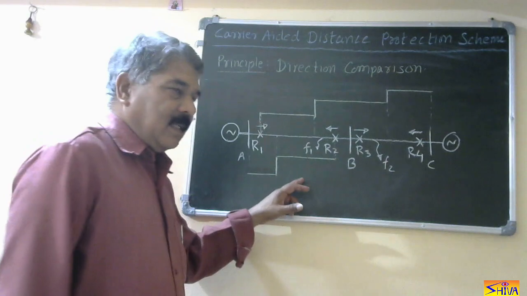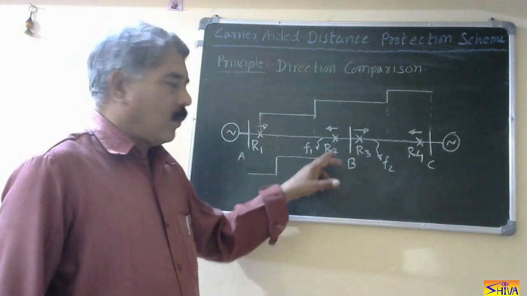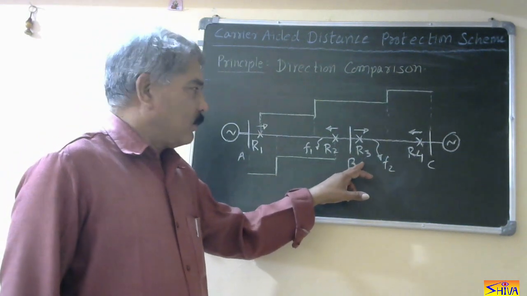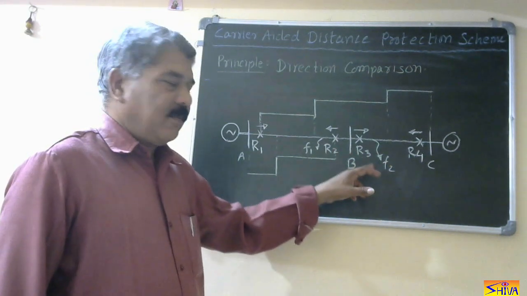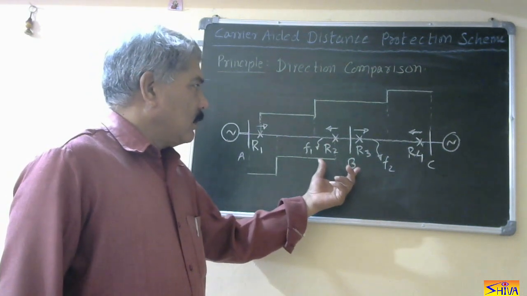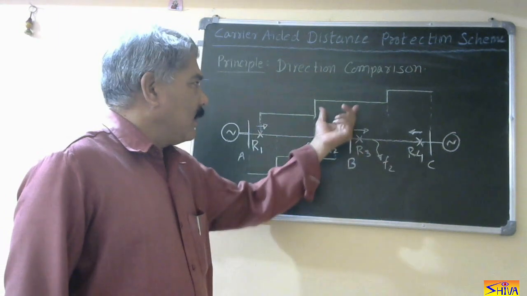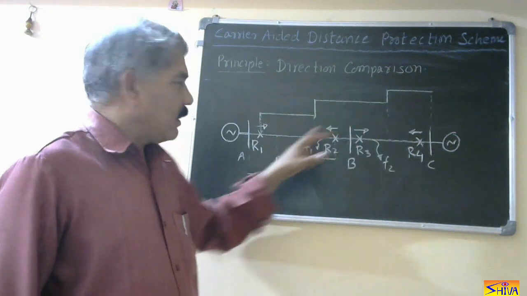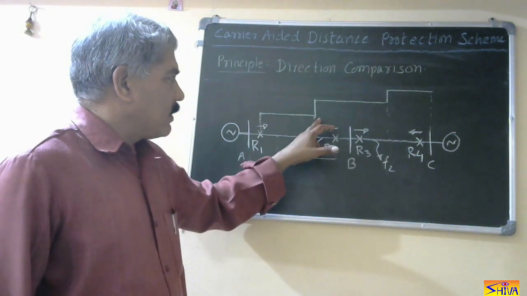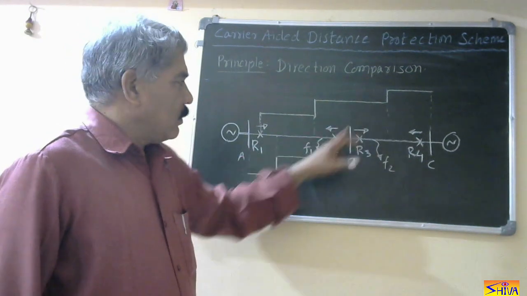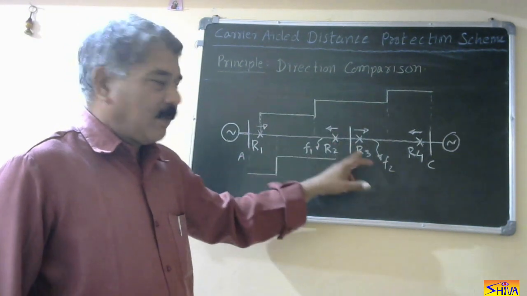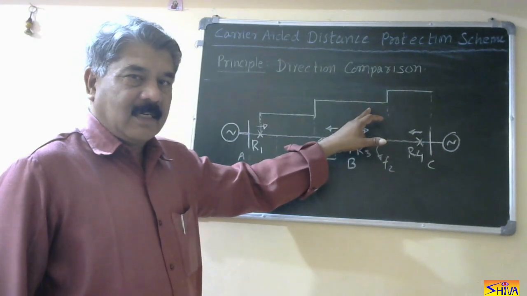For explaining this, I am considering two faults, F1 and F2. If we observe, both faults are coming in the second step of relay R1 and R2. R1 first step, second step. So F1 is coming in the second step of R1, and F2 is also coming in the second step of R2.